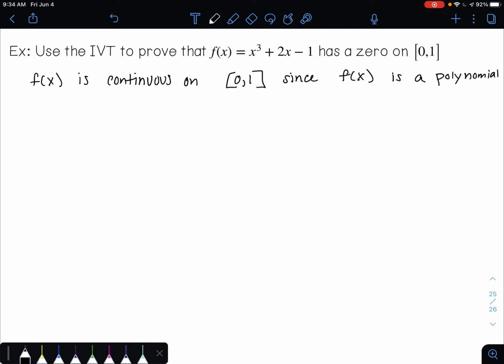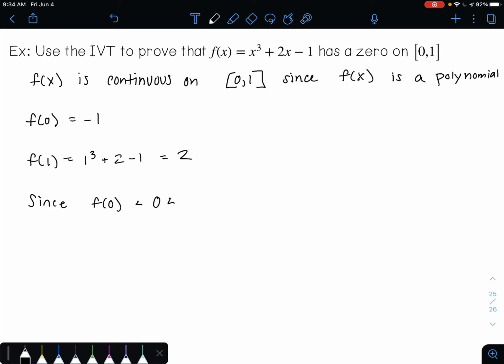The other condition of the theorem is that the d value, the value that you're looking for, is between the y coordinates of the endpoints. So we need to find f of 0 and f of 1. f of 0 is really easy to compute. That's going to be -1. And then for f of 1, that's going to be 1 cubed plus 2 times 1, which is 2, minus 1. So we're going to end up with 2.